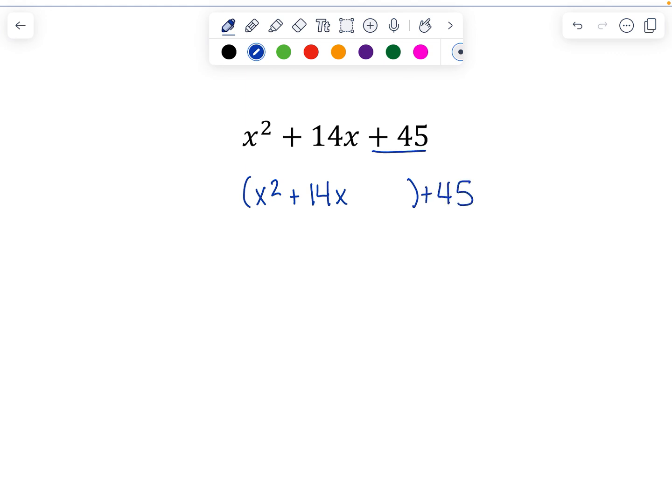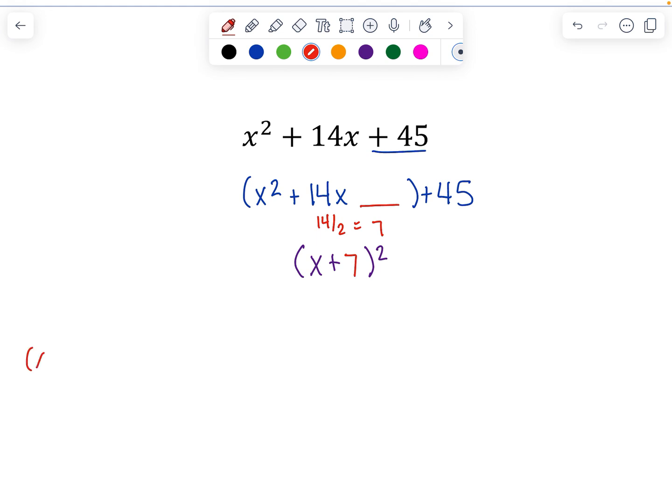Okay, now I need to find a number that goes in here so that I can rewrite a squared binomial that turns into a perfect square trinomial. To find the numbers that I need, I'm going to take 14 and I'm going to cut it in half. That gives me 7. Okay, 7 goes into my binomial.